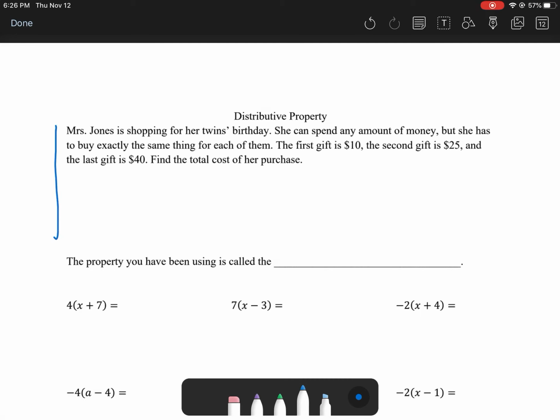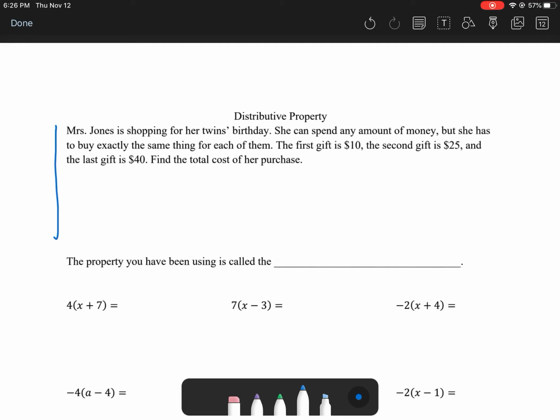Mrs. Jones is shopping for her twin's birthday. She can spend any amount of money, but she has to buy exactly the same thing for each of them. The first gift is $10, the second gift is $25, and the last gift is $40. Find the total cost of her purchase. So please pause the video and try out this problem.